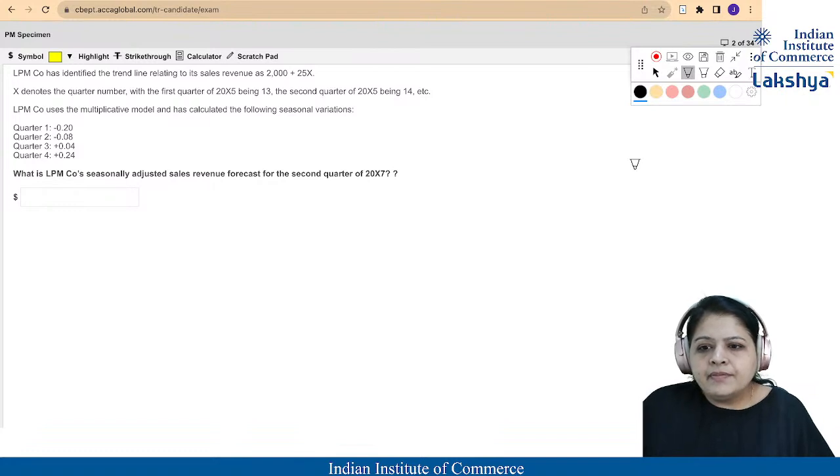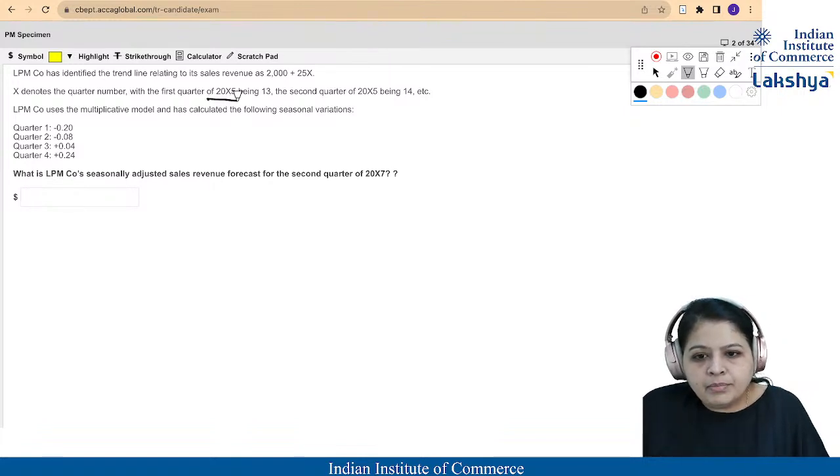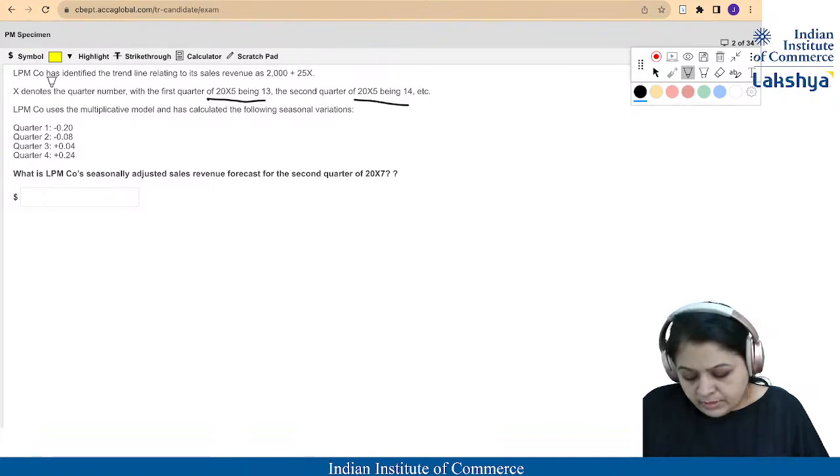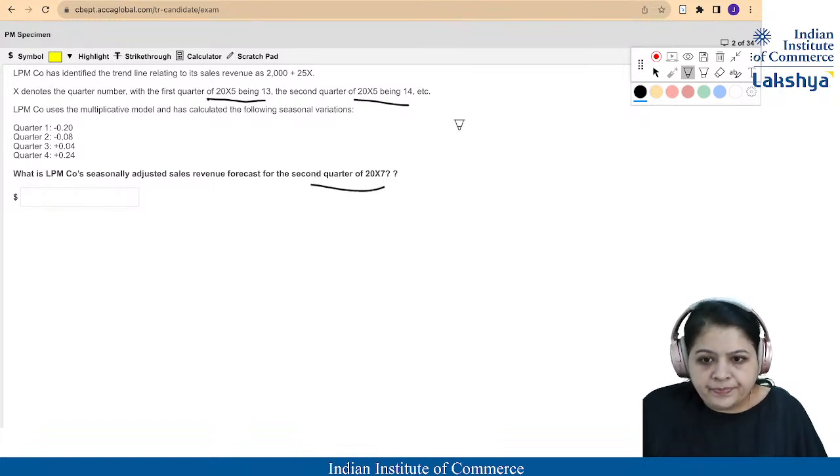LMP has identified the trend line relating to its sales revenue of 2000 plus 25x. X denotes the quarter number, with the first quarter of 2015 being 13, second quarter being 14, and so on. LMP company uses the multiplicative model and has calculated the following seasonal variations. You need to find it for the second quarter of 2017, right?